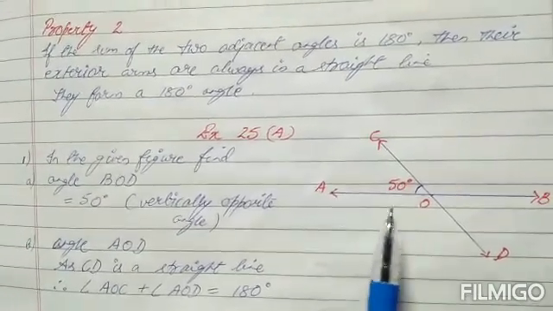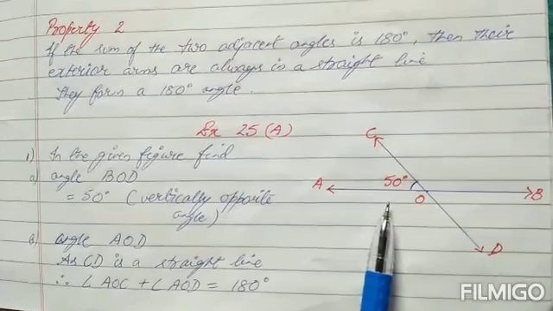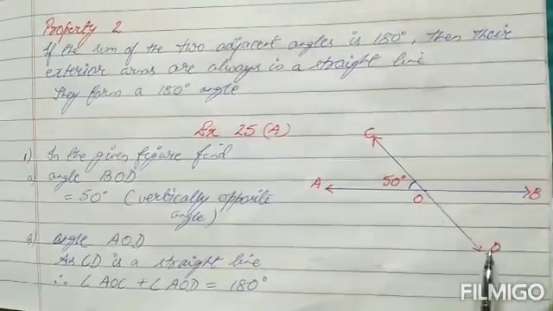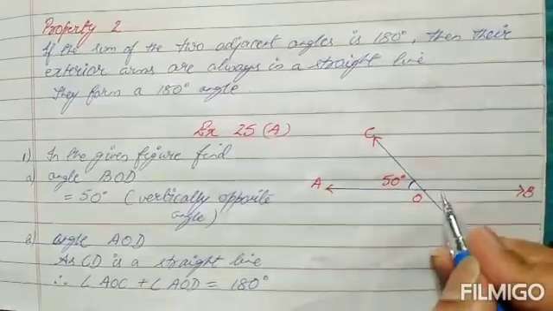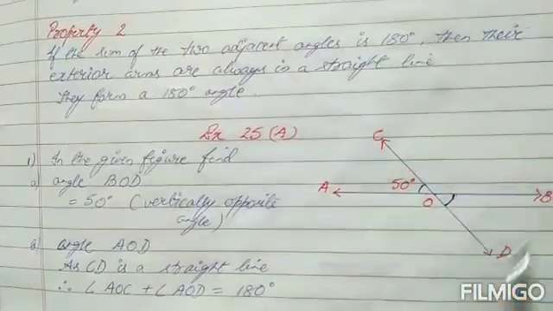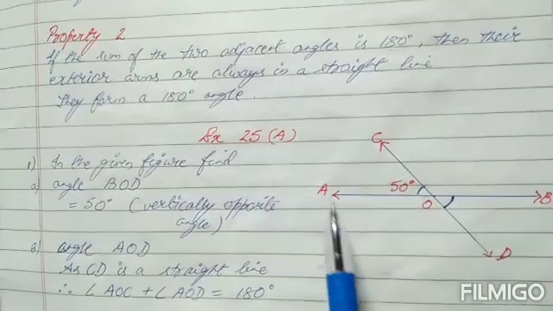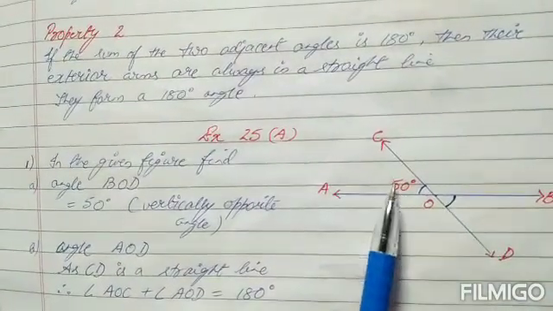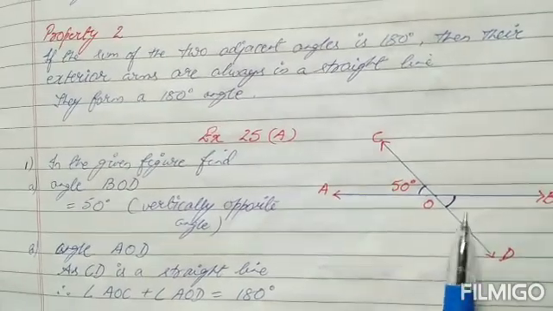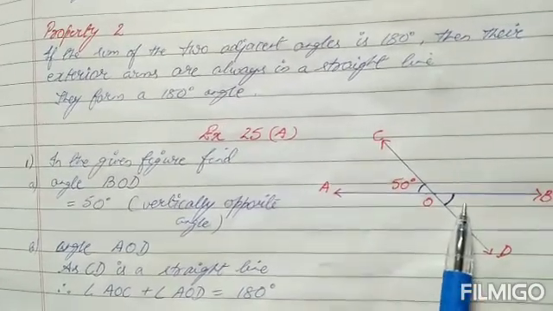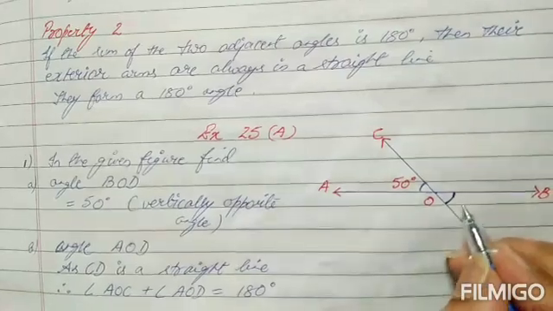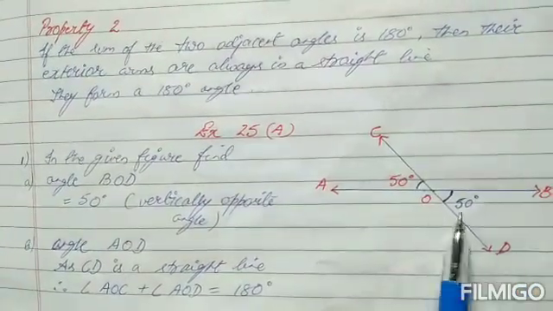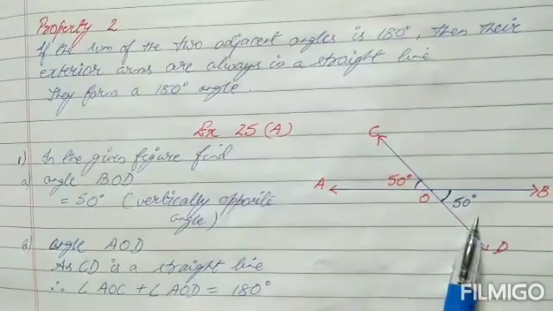So let's begin. The first thing is to find out angle BOD. Let's see, where is BOD? That means this angle, children, is BOD. Now this BOD and this AOC are vertically opposite to each other. So if this is a 50 degree angle, automatically this will also be a 50 degree angle. So this is also 50 degrees, vertically opposite to each other.